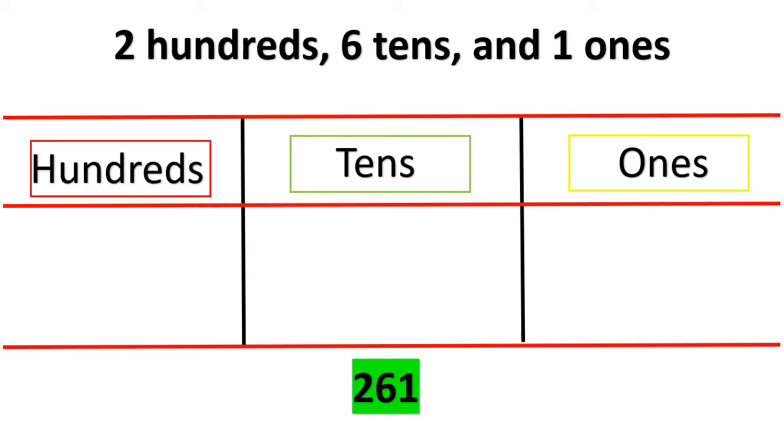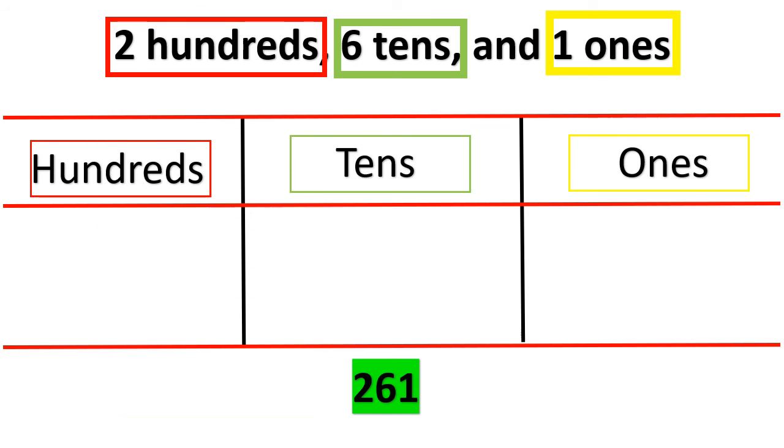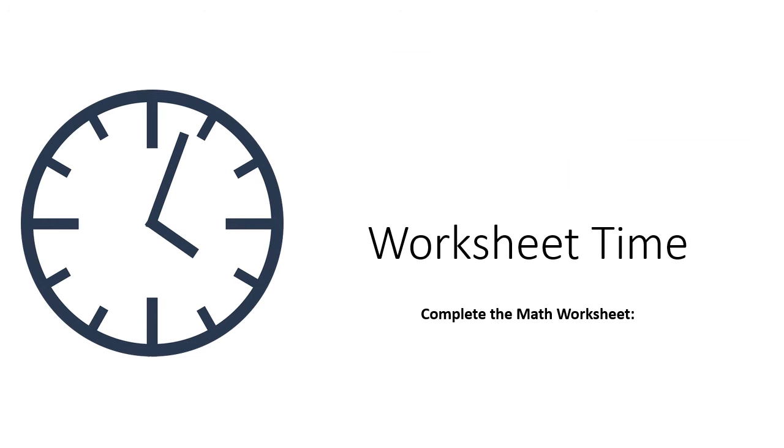261. The number 261 has 1 ones, 6 tens, and how many hundreds? Correct, 2 hundreds. 261. When we write it in our place value mat, let's remember that our red equals our hundreds, our green box equals tens, and our yellow box is our ones box. Great job. Now you can begin your worksheet.